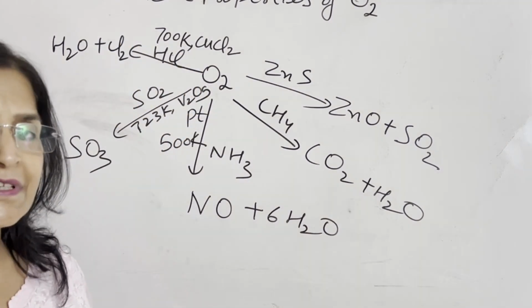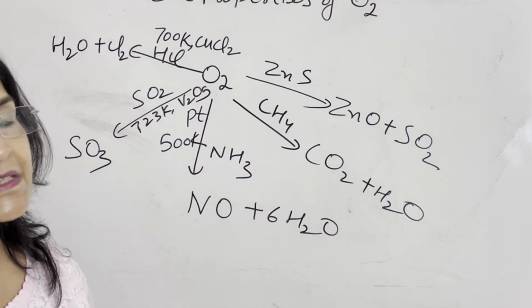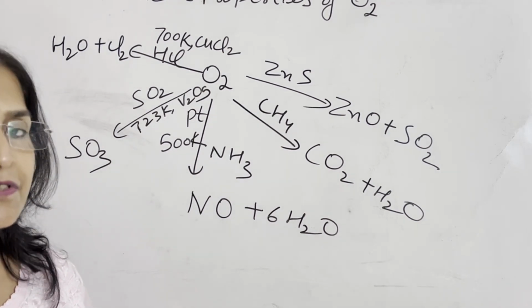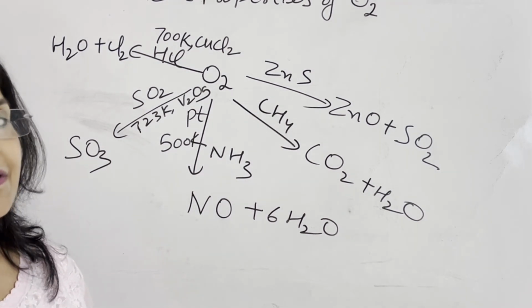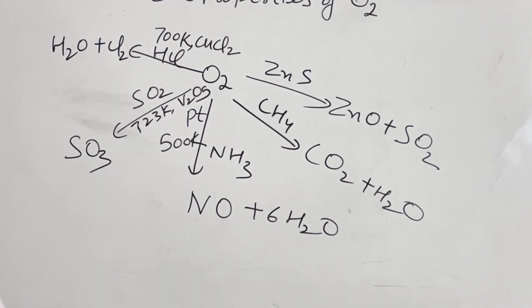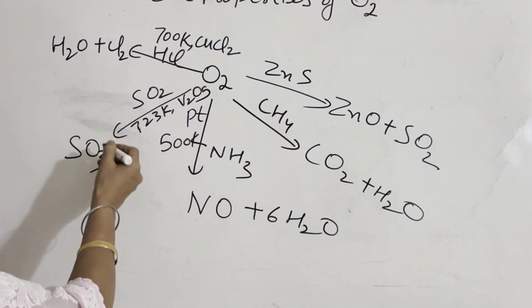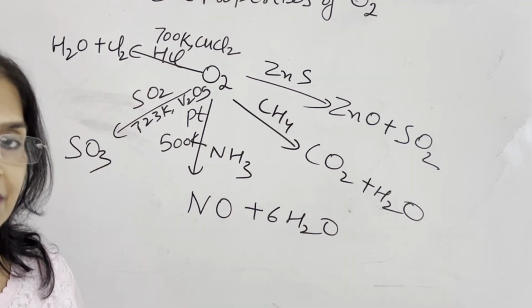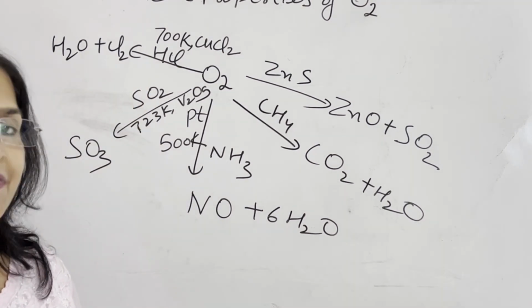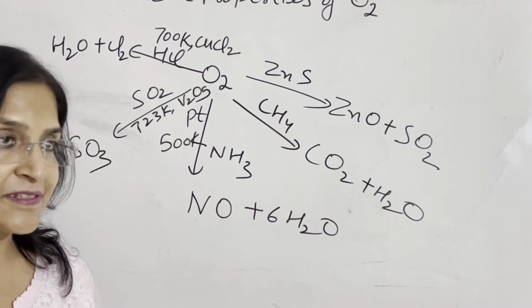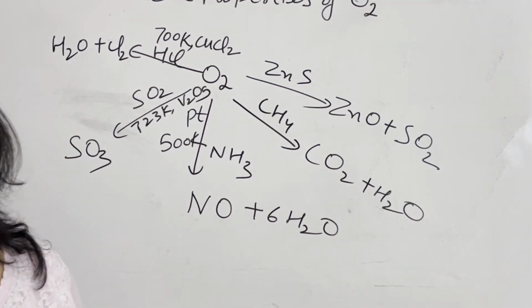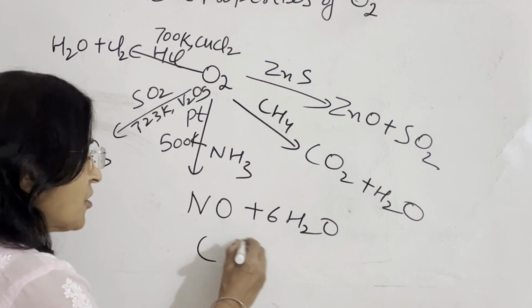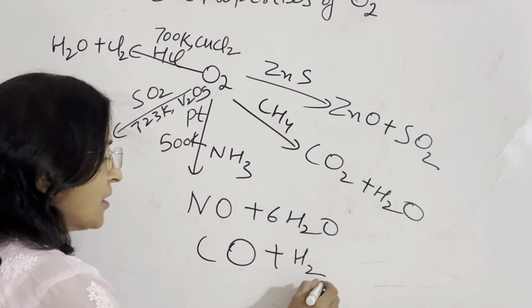Now, uses of oxygen. Oxygen is used in oxyacetylene torches, which are used for cutting and welding. Oxygen is used in metallurgical processes. Oxygen is used in the manufacturing of a number of compounds: nitric acid, sulfuric acid and chlorine. Oxygen is used for artificial respiration in surgical operations. It is used in the manufacture of synthesis gas. Synthesis gas is the mixture of carbon monoxide and hydrogen.